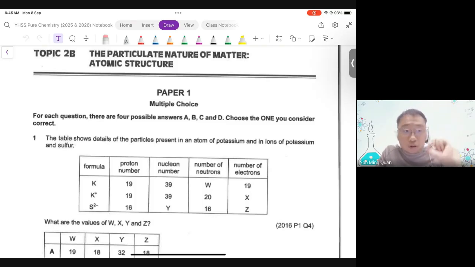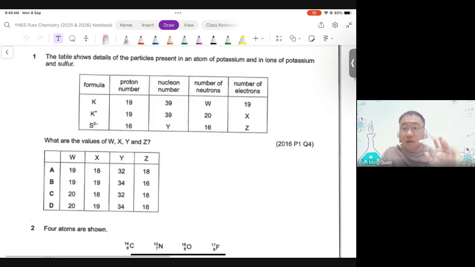All right. So we are going to go to question 1 for the MCQs now. Question 1 looks like this. If you have done it, great. If you have not done it, do it now.